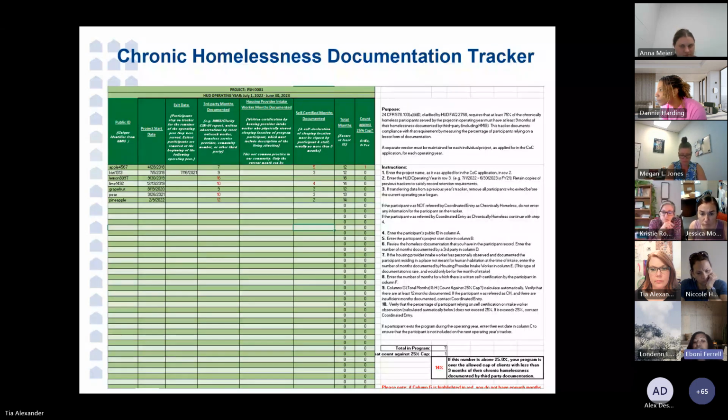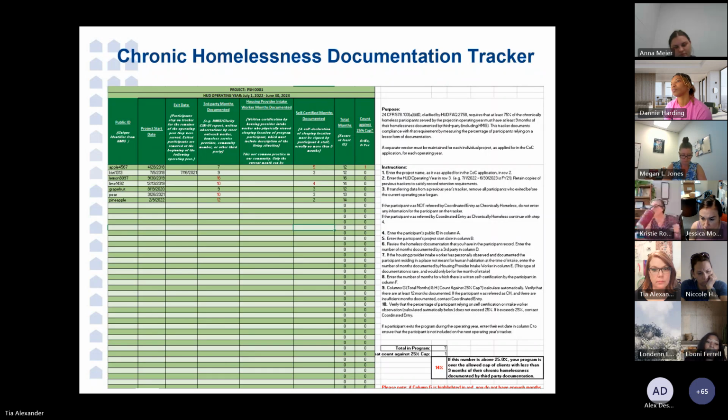It's helpful to coordinated entry to know if you have a space on your grant for a chronically homeless participant that has less than 9 months of third-party documentation. Coordinated entry can then possibly send a referral that would otherwise not be able to be sent, but is still chronic.